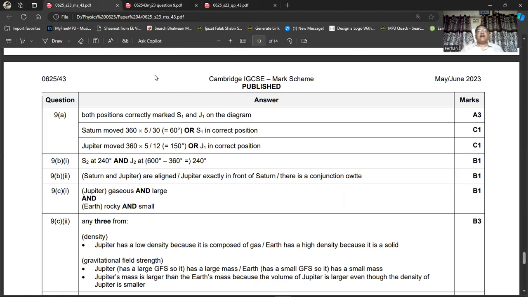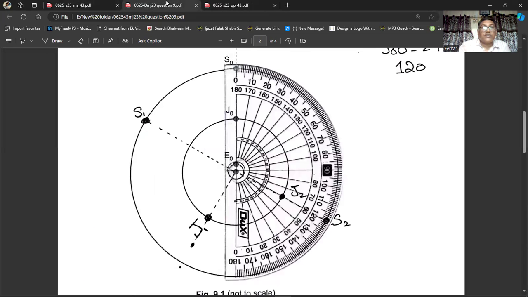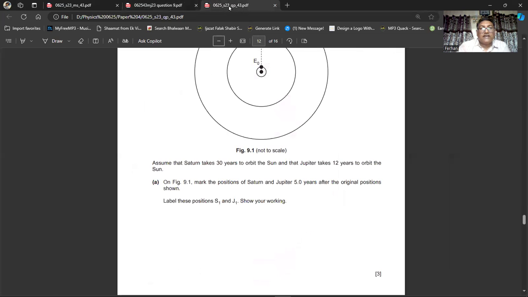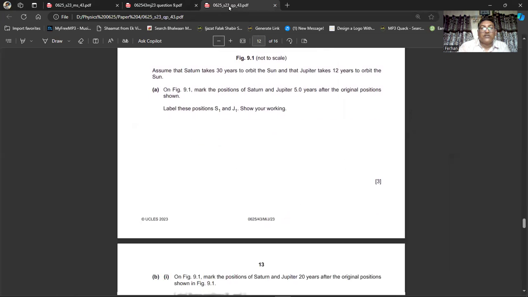Let me show you the marking scheme. Look at question number 9, part A. Its marking scheme is showing up. Our answers are right. You can see this. Okay. Now the next part, that was a 3 marks question.